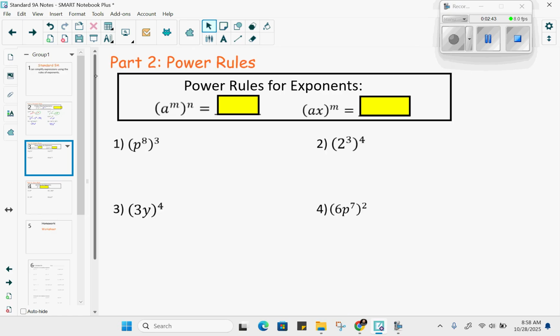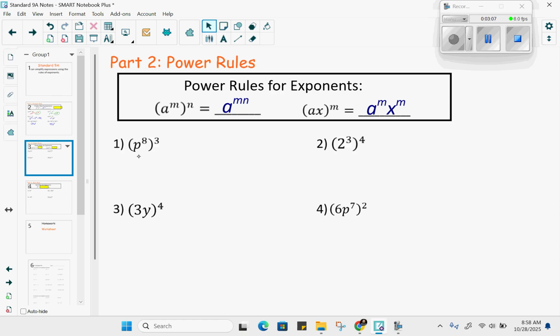On this page, power rules for exponents. If it's in parentheses, I'm going to raise the whole thing to the nth power, A to the M raised to the nth power. Now we're going to multiply those two exponents, so here we did M times N. If we have multiple things inside, you're going to distribute that exponent to each item. So let's see some examples.